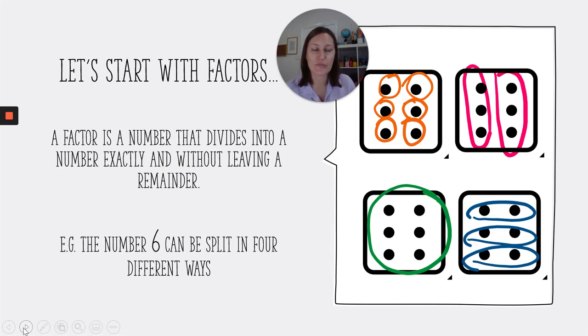You can see that I've broken up my dice face that has the 6 dots on it, and I've broken it up in different ways. And all of those options have groups of dots without any left over, without any left out. It's divided nice and neatly.